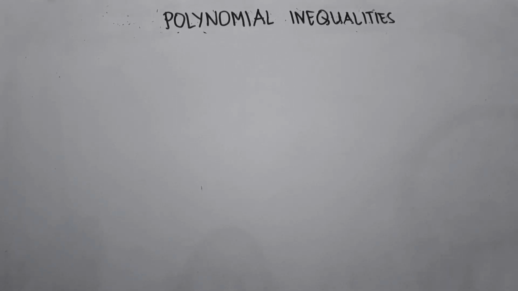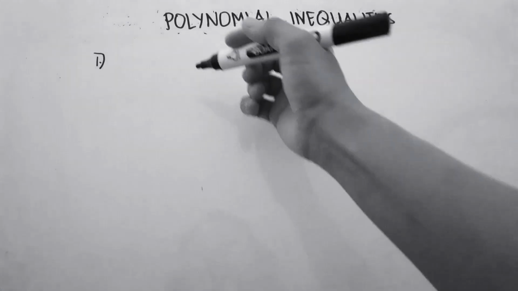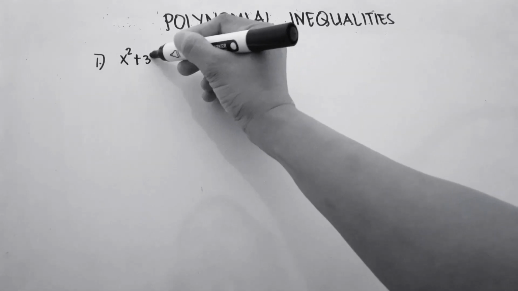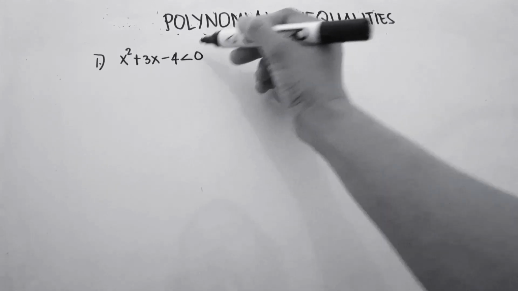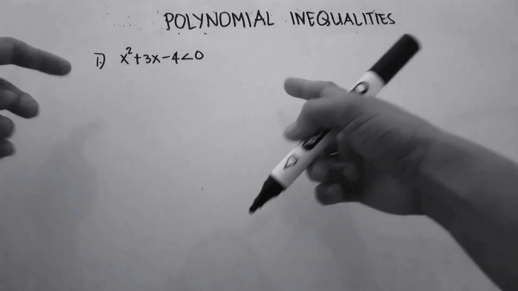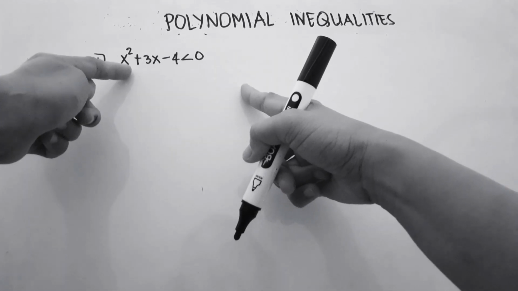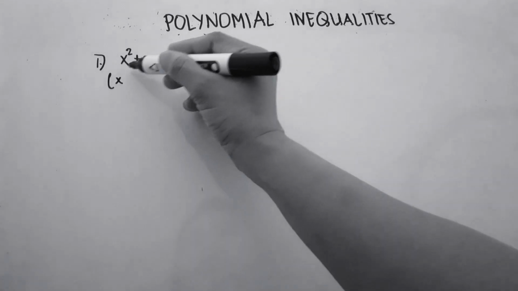Good morning, everyone. Today we're going to talk about solving polynomial inequalities. When we try to solve x squared plus 3x minus 4 is less than 0, let's see if the statement is true or false. We can pick numbers, but first we need to factor this equation.